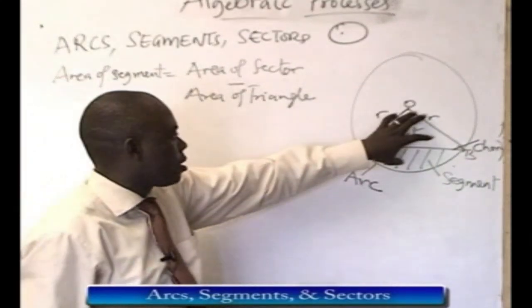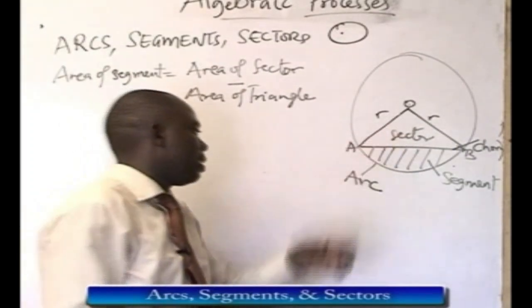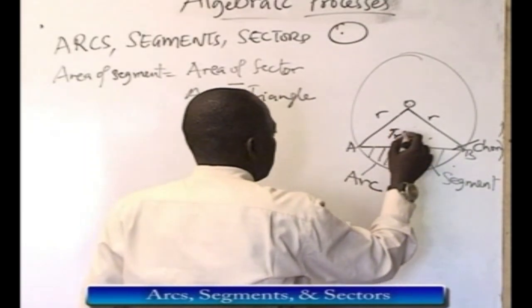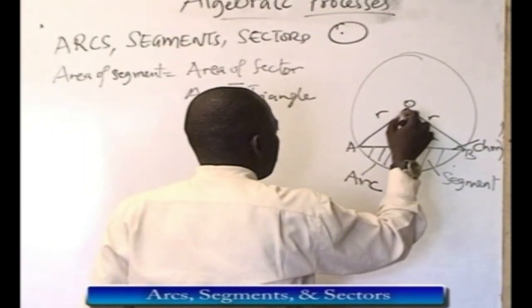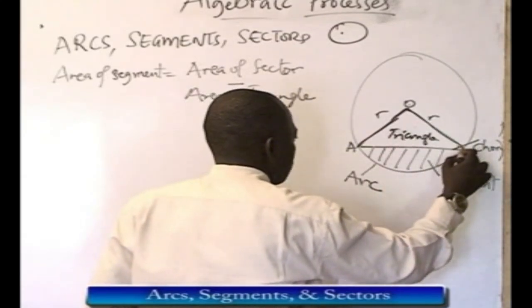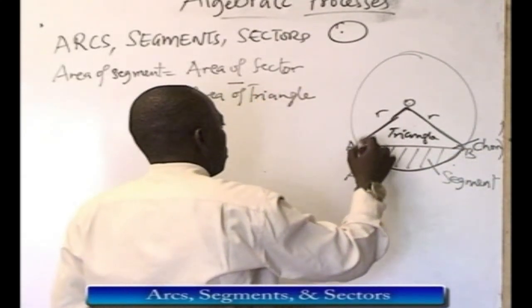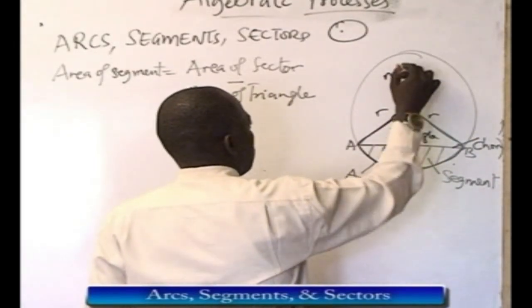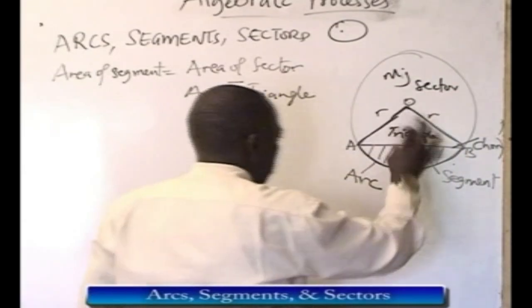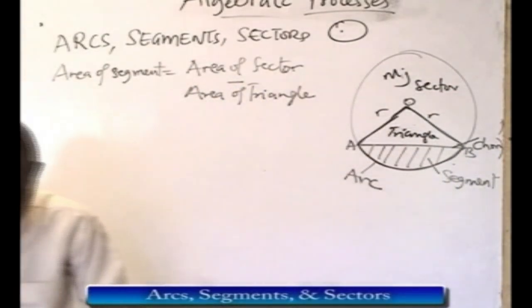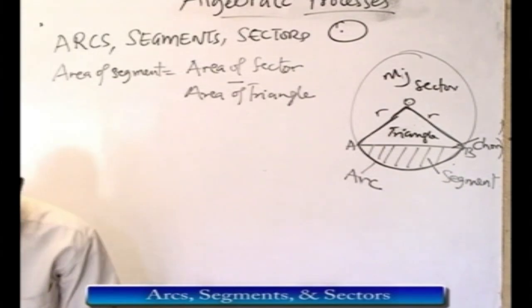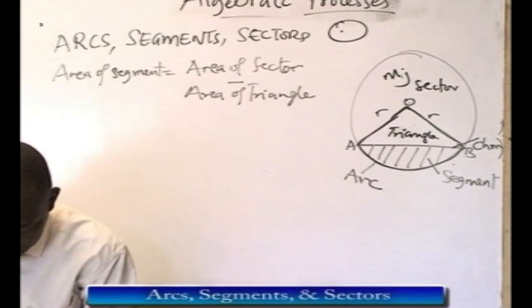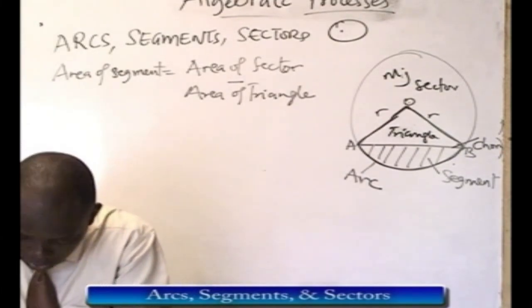The whole of this is the sector. The small portion inside is the triangle. I do not want you to confuse this with the sector. This is the triangle. And the whole of this shape, everything here, is what we refer to as a sector. So this is the major sector, and the inside is the minor sector. So let's quickly take a question, and then we can forget about arcs, sectors, and segments.